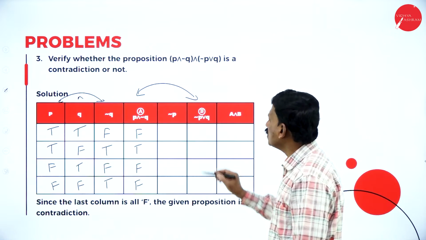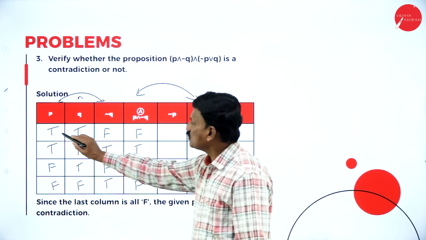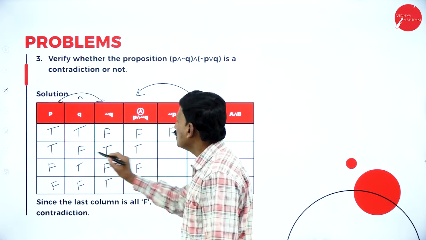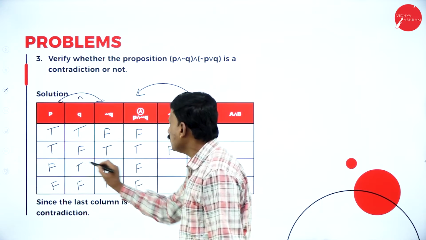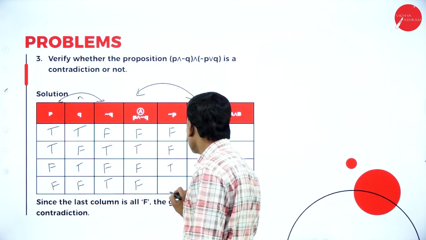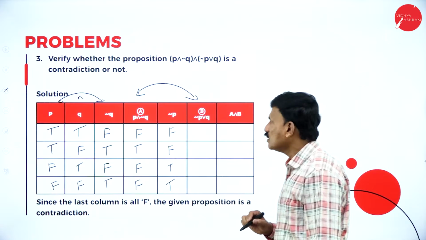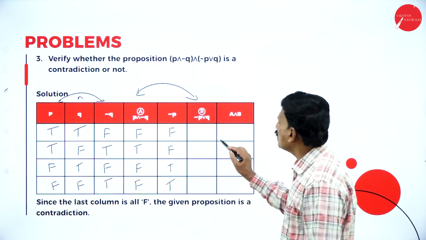Now, let us come to the negation of P. Negation of P: for T it is F, for T it is F, again for F it is T, for F it is T. This is the negation of P. Now, then write down these values.